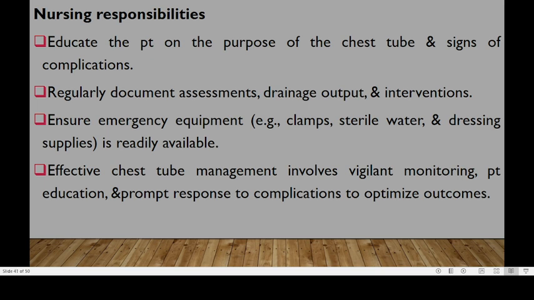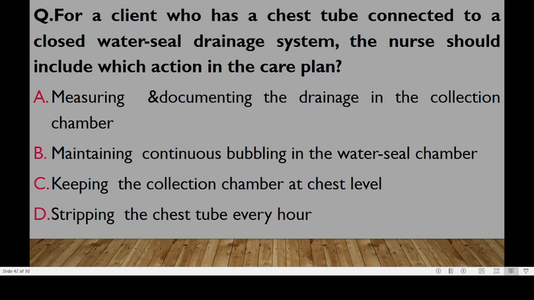What are some of the nurse responsibilities that you're supposed to facilitate in a patient with a chest tube? You educate the patient on the purpose of the chest tube and the signs of complication. Regularly document assessment, drainage output, and interventions. You ensure emergency equipment like the clamps, the sterile water, and the dressing supplies are readily available. Effective chest tube management involves vigilant monitoring, patient education, and prompt response to complications to optimize the outcomes.